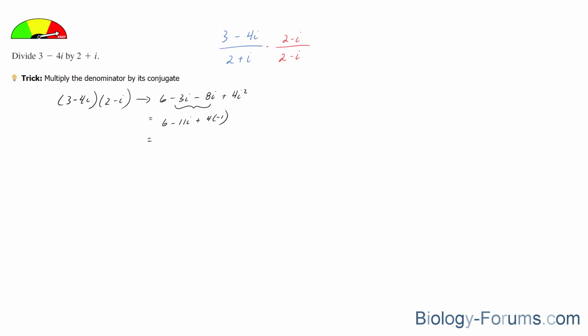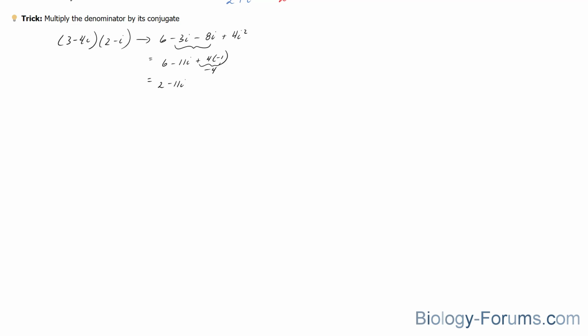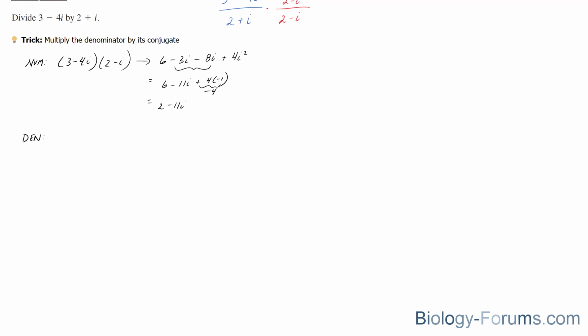Let's continue to simplify this. 6 and plus 4 times negative 1, that is equal to negative 4. 6 minus 4 is equal to 2. And minus 11i is written following that term. Now let's focus on the denominators. This was our numerators. And now our denominators. So our denominators look like this.